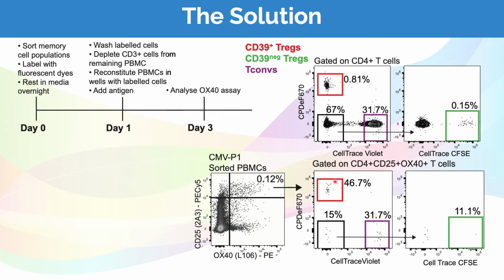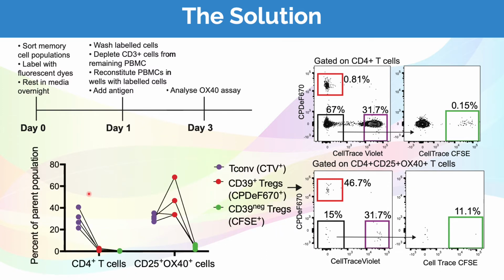We can now track these 3 labelled populations within our antigen-specific response. And you can see that even though the T conventionals are the dominant cell population within the CD4 T cells in the well, when we gate on our antigen-specific cells, as we had previously published, for these antigens, it's actually the CD39 Tregs that dominate the response.